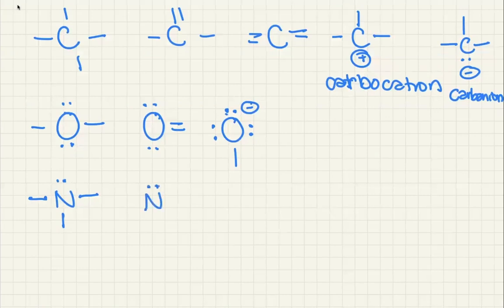We could also have a double bond and a single bond. And again, this would still be neutral. 1, 2, 3, 4, 5 electrons assigned to it. But what we're also often going to see is nitrogen having a positive charge. So what nitrogen can do is it can use this lone pair of electrons, and it can go and steal a proton.